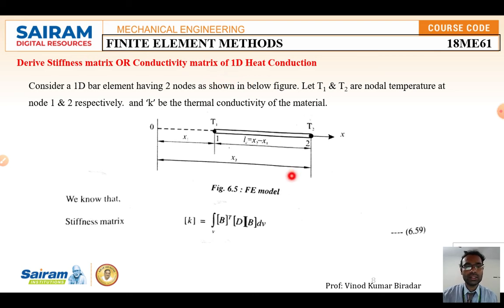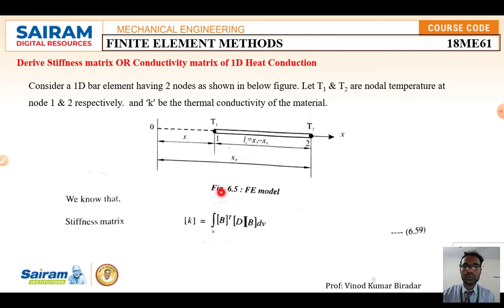Okay, convection is different. Conduction is different. Let us consider a one-dimensional bar element having two nodes, 1 and 2. T1 and T2 are the nodal temperatures at node 1 and node 2. Consider this diagram in a global coordinate system. Let us assume this is a reference point. From this point, the length to node 1 is x1, and to node 2 is x2. x2 minus x1 is equal to Le.